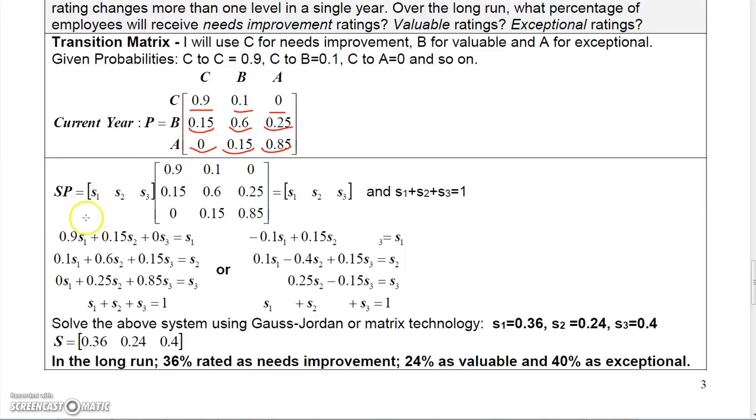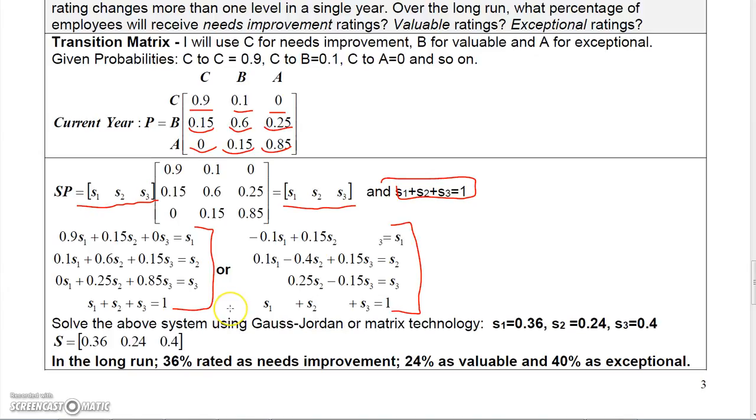Now, what I want to do is what I did before. This time I need 3 columns in this S matrix. I multiply it by this and then set it equal to the S matrix. And remember that S1 plus S2 plus S3 must equal 1. So if we multiply these two matrices together and throw in that other equation, S1 plus S2 plus S3 equals 1, we get this system. Then if we subtract S1, S2, and S3 from both sides, we get this system of equations.